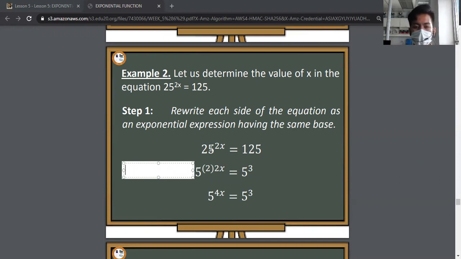Then, 25 po, gagawin po natin para makuha po natin base po natin ng 5, 5 raised to 2. Then, we need to multiply our exponent. Two x multiplied by 2. So, 2x times 2 is equal to 4x.